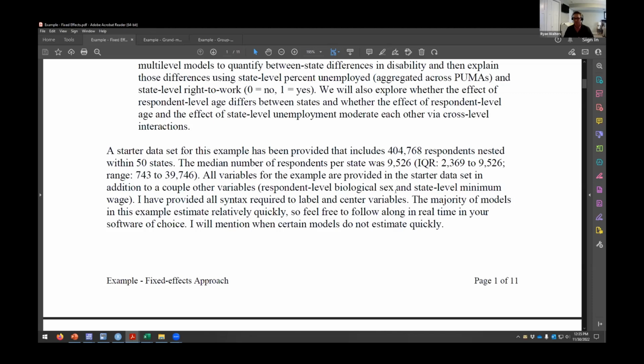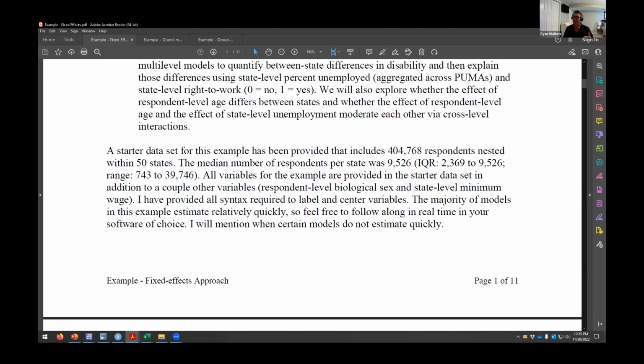All variables for this example are provided in the starter data set. I also included a couple extras. Biological sex, we're not going to look at in the example, and state level minimum wage, we're not going to look at in the example, for you guys to play around with as well. So you have the potential to estimate 3-level models with these data after this workshop. You also have the potential to play around with some of the other variables to see how they are entered and interpreted from that model.